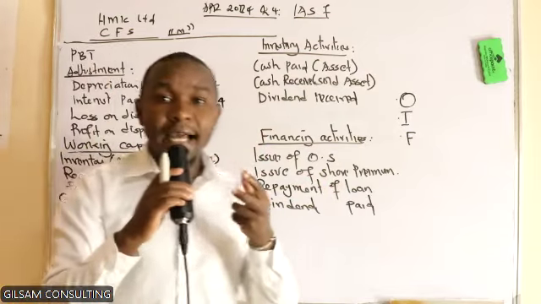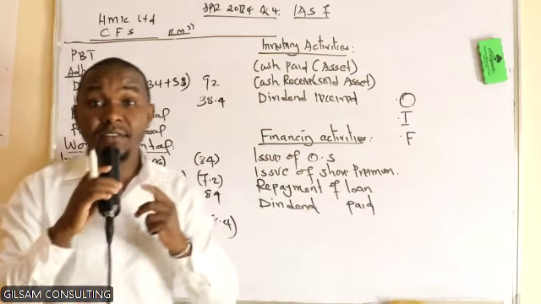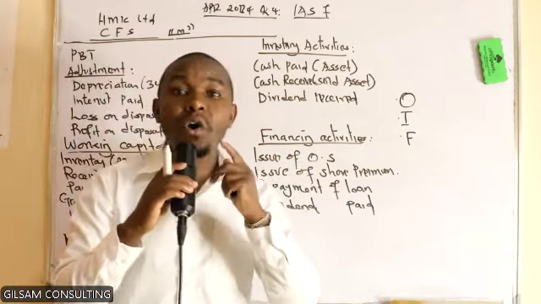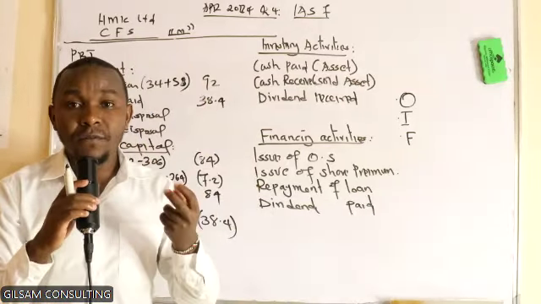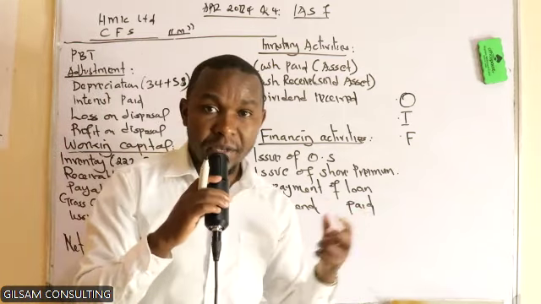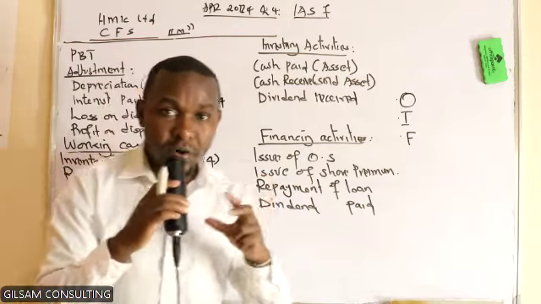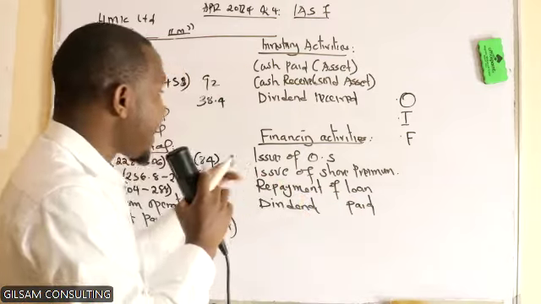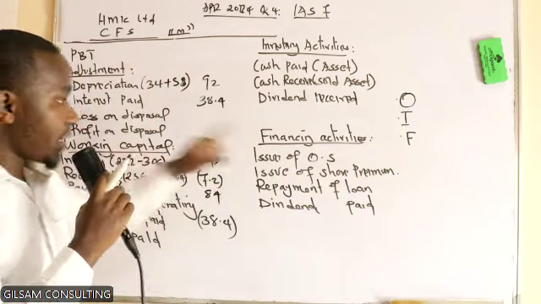You go to the third segment, which is the financing activities. In these financing activities, you will get the issue of ordinary shares, if any, the repayment of loan. We have the changes in share premium. The share premium can go up or can go down. So that change of the share premium also will be taken care of under the financing activities.